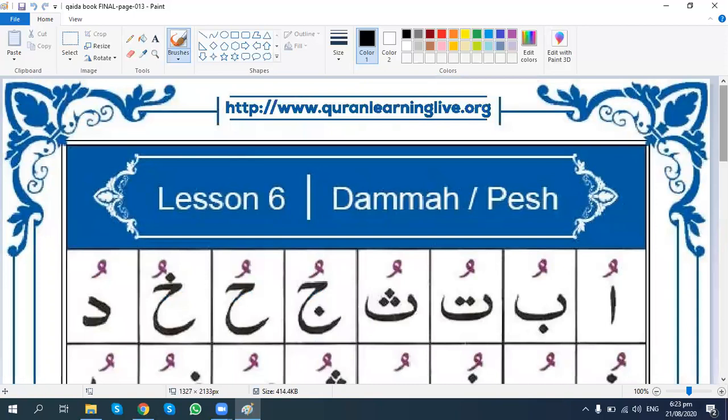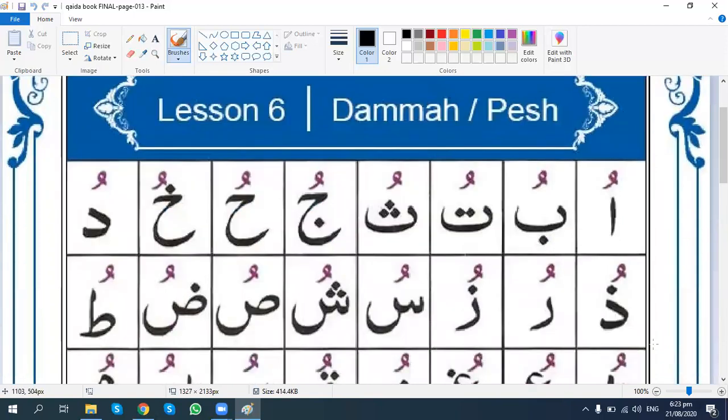Now this is lesson 6, which is about Dhamma. In this lesson, we also cover and tell the same things which we covered and told in the previous lessons. This sign we will call Dhamma, which looks like a tiny wow. First of all, you tell your student this is Dhamma, and this sign looks like a tiny wow, and it will always appear on the top of the letter. And the last thing is the sound of the Dhamma, and the sound of Dhamma is oo.